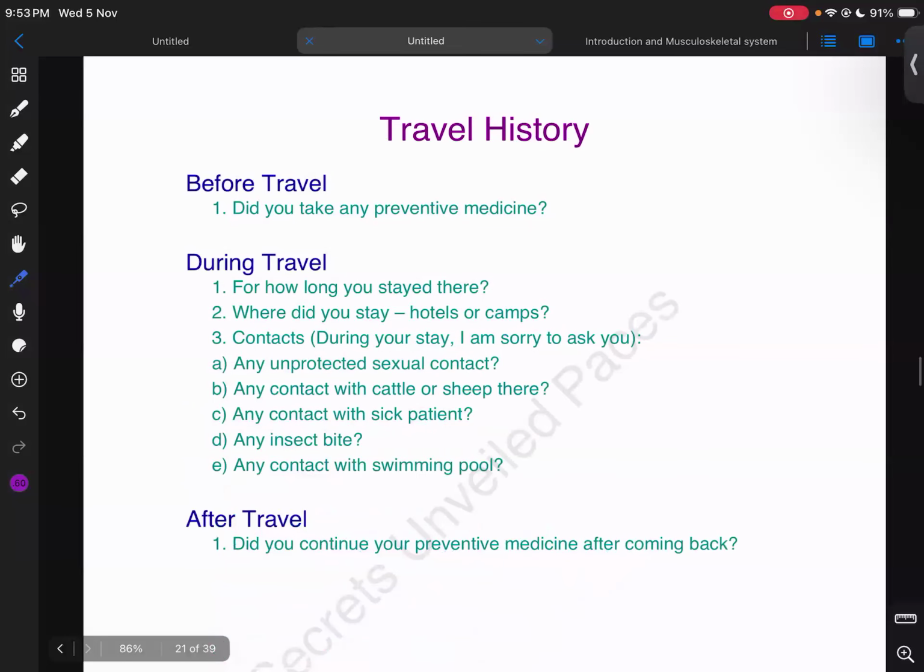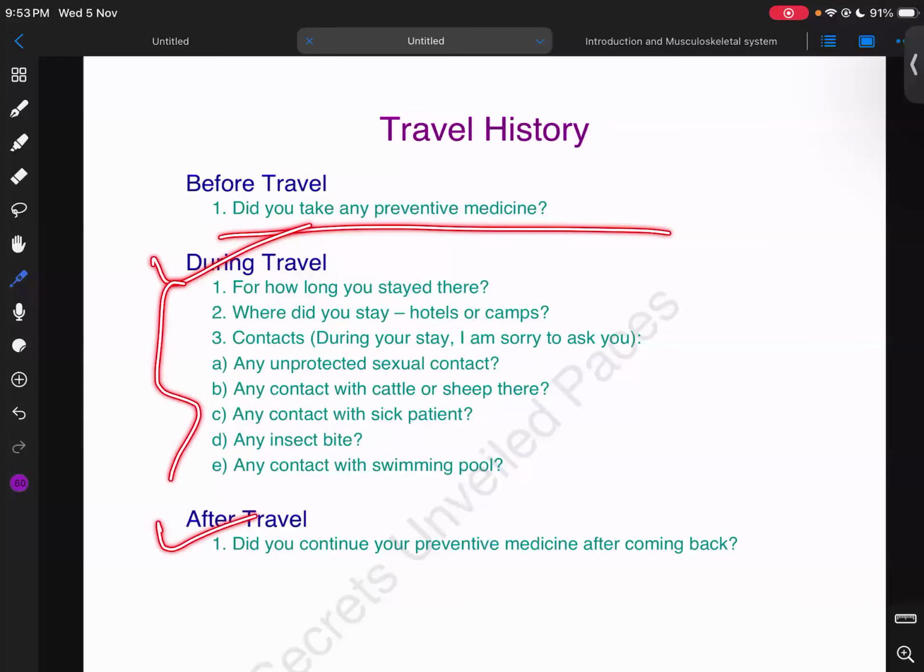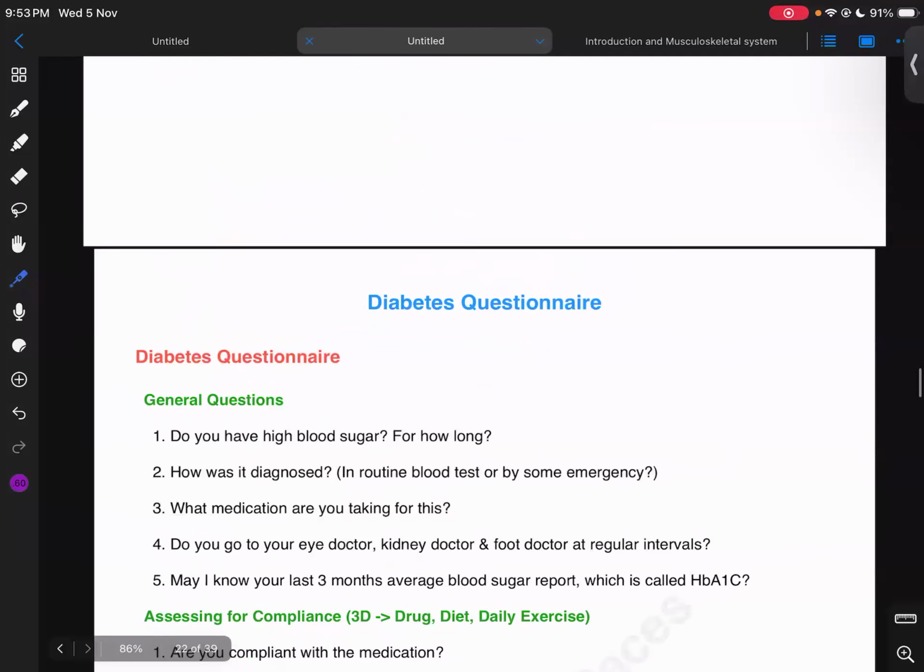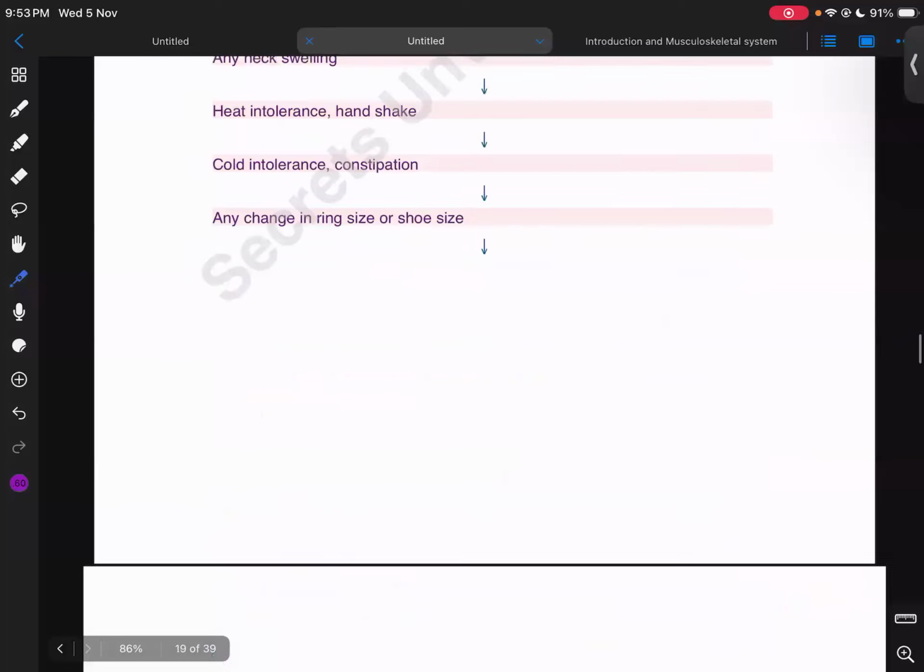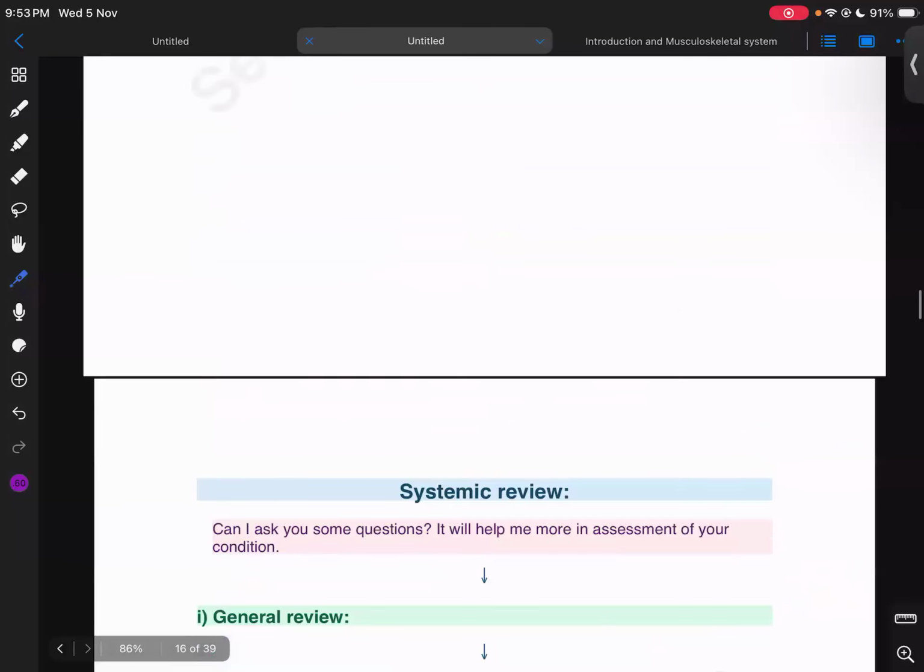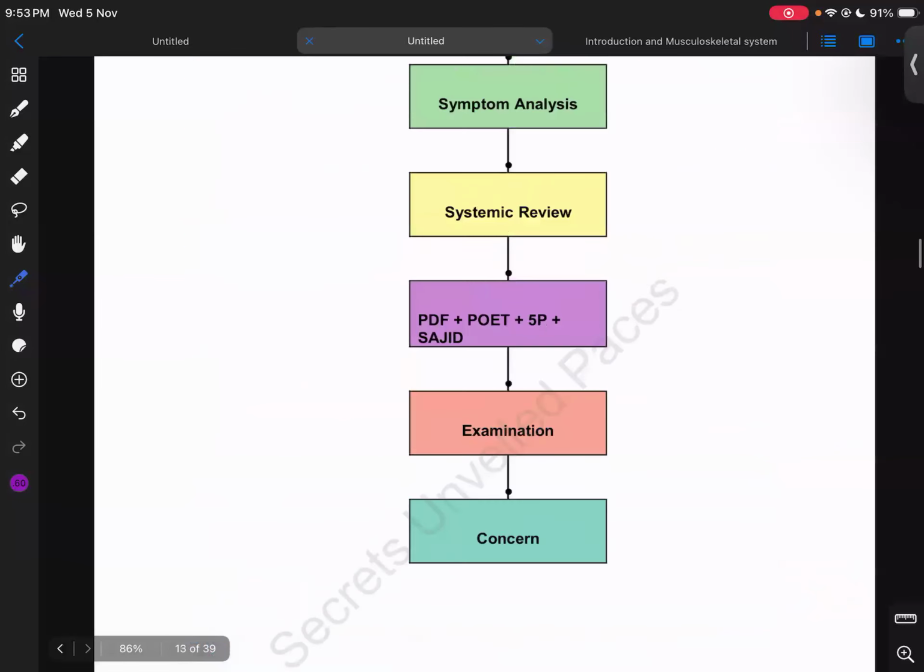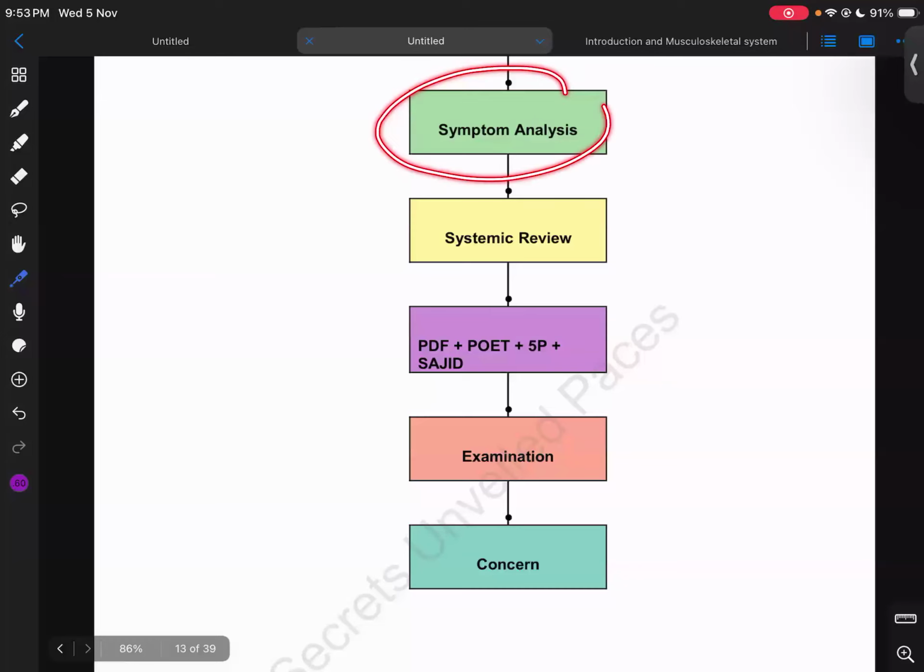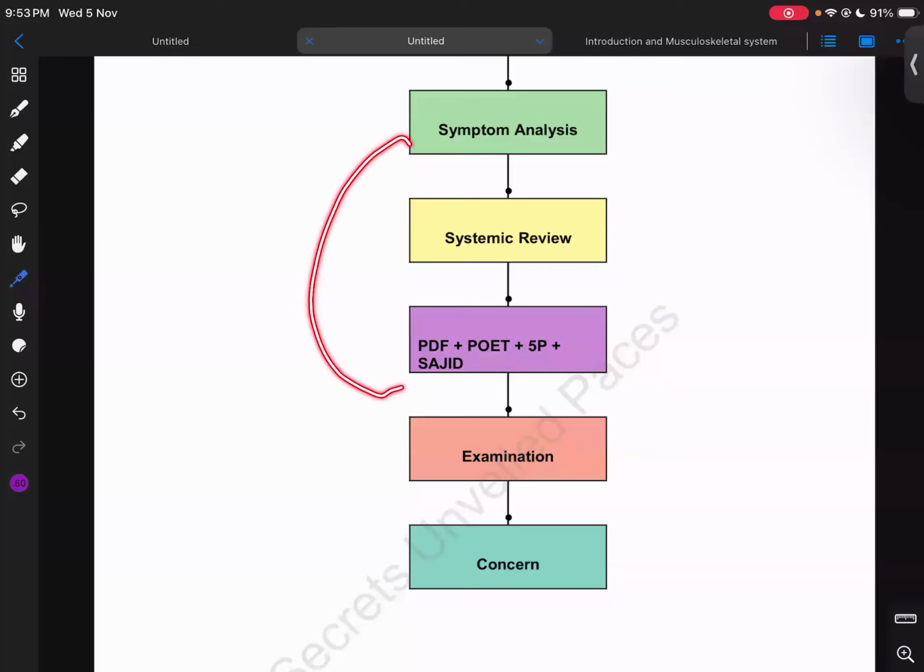Then if there is travel history, we have to ask before, during, and after. We have to ask specific questions before, during, and after, all of which will be provided to you. What I'm going to tell you right now is that after doing symptom analysis, if you want to reach your diagnosis, go to the PDF directly. You will get your diagnosis in more than 80% of cases. It is my 100% guarantee.